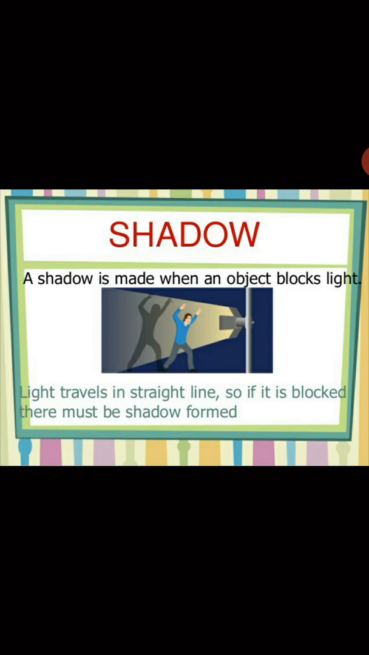As you can see in this image, light is coming out from the source, and the man comes and stands in front of that light. So his shadow is seen behind him. This is how shadow is formed. So shadow is formed when light is blocked. And when light is blocked, the object through which light is blocked should be an opaque object, because light shouldn't pass through that object.